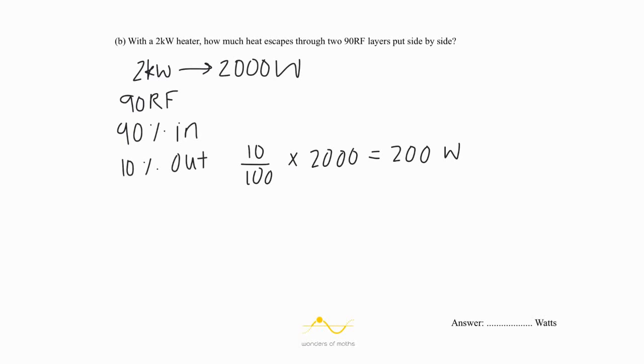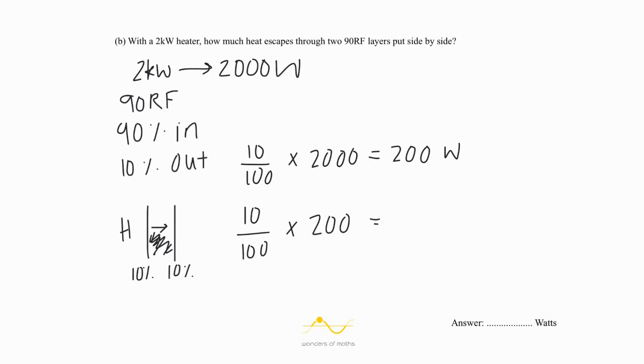Let's take a moment to visualize this. If we've got our heater and one 90 RF layer, and then another, this first layer is going to take 10% of the 2,000 watts, but the second layer is going to take 10% of whatever's been let through here. So, even though our next layer is also 90 RF, we need to do 10%, or 10 over 100, multiplied by 200 watts instead of 2,000, as 200 watts have been let through the first layer. 10% of 200 gives us our final answer of 20 watts.